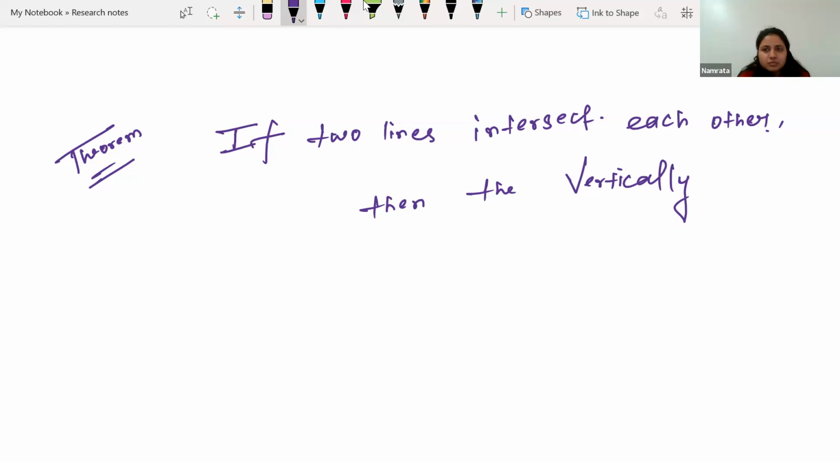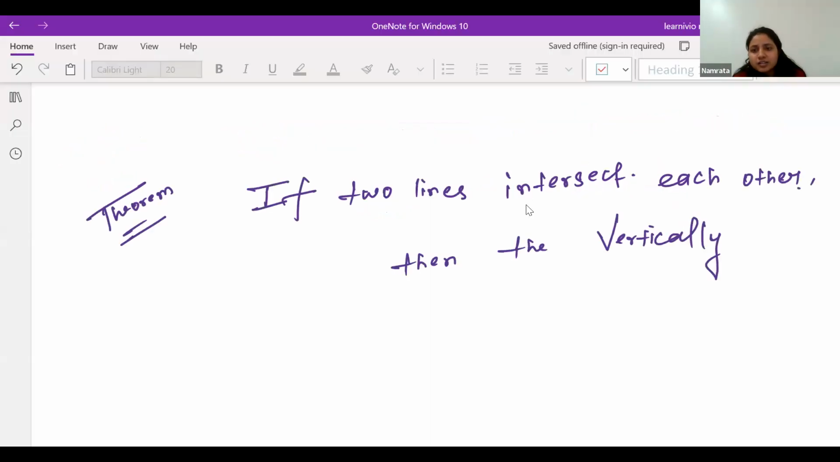In your exam, do they ask this type of theorem, that show that vertically opposite angles are equal? I don't think they will ask, but they could ask, because in other chapters of geometry, they are asking proofs. I can totally understand that in other chapters, theorems are important. We will be taking this theorem also. However, I would suggest you should know this theorem, the proof and everything. But when you are practicing important questions, please practice only the questions.